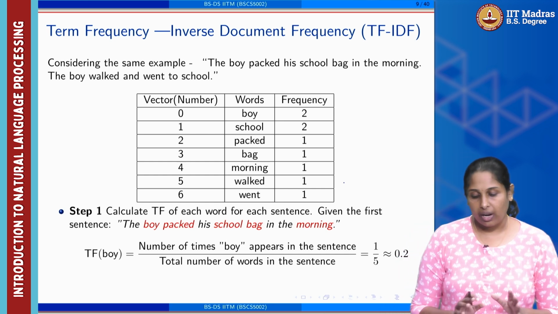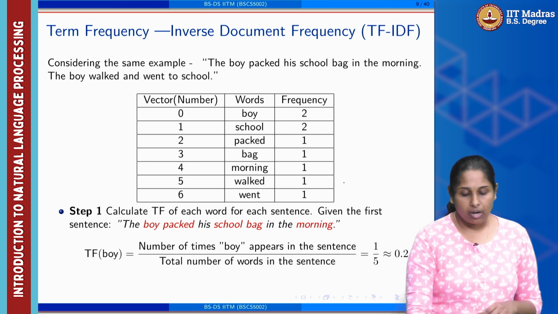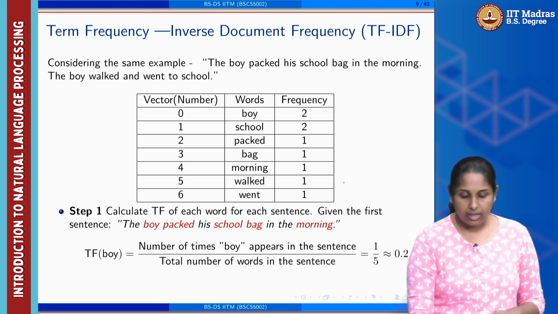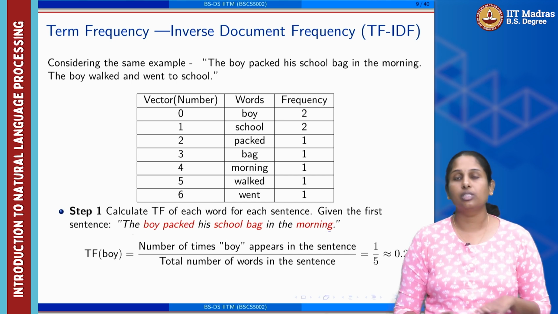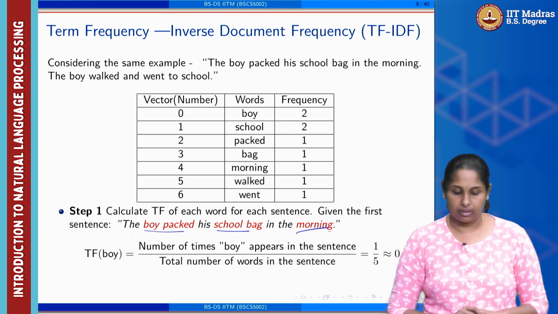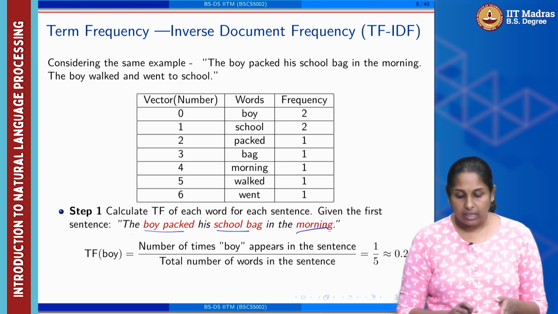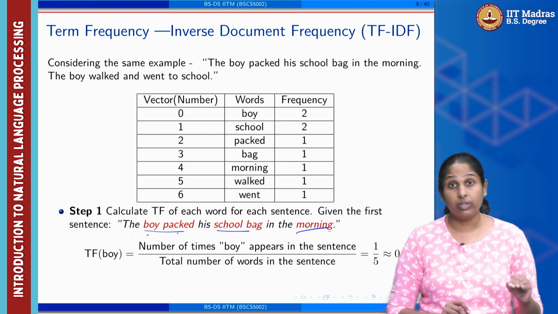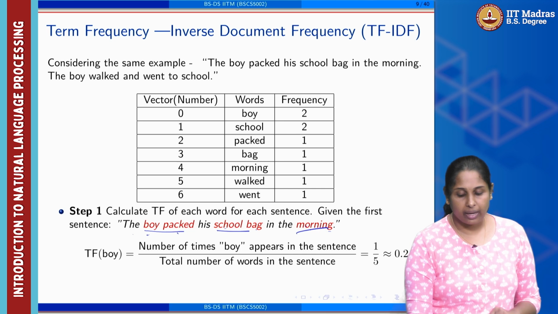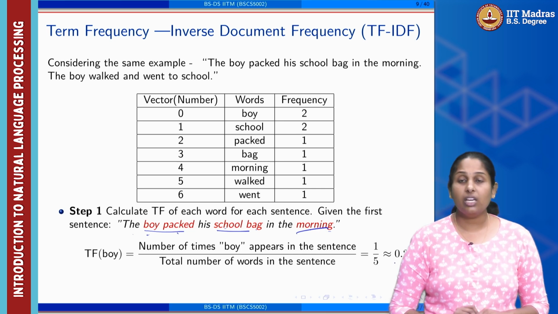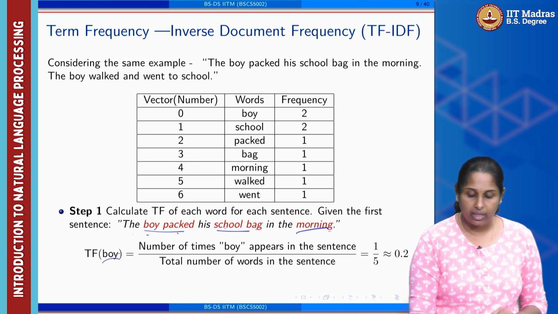Step 1 to calculate the TF is to calculate TF of each word for each sentence. So, for example, let us take the sentence: the boy packed his school bag in the morning. After removing the stop words, what remains is something like this. Now, the total number of words in this sentence is 1, 2, 3, 4 and 5 after removing the stop words, and the number of times the word boy appears in this sentence is 1. So, now the TF for boy is 0.2.